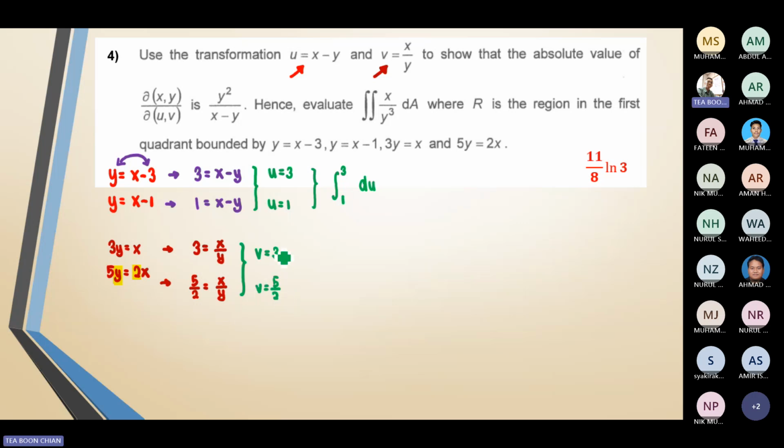Now make sure you can differentiate between 3 and 5 over 2, which one is larger. Because the smallest will be placed at the lower limit of the integral, and the largest will be placed at the upper limit. So 5 over 2 is smaller, 3 is larger, therefore this is the integral for dv.